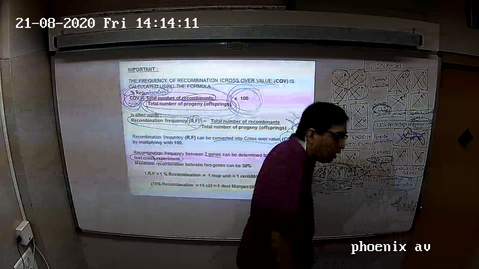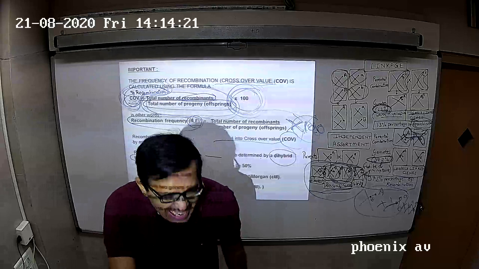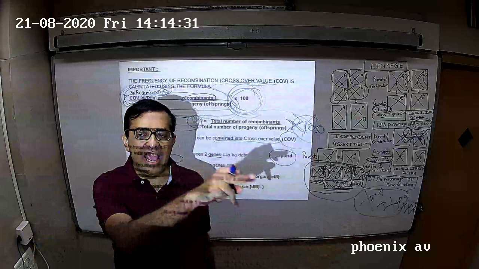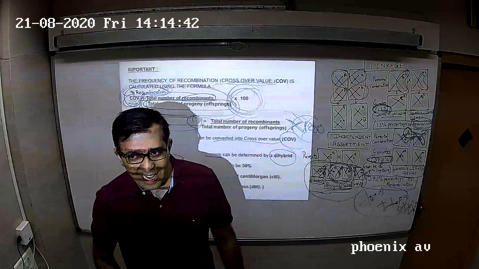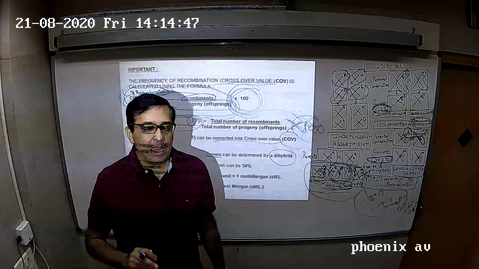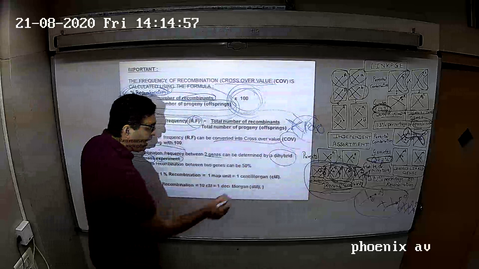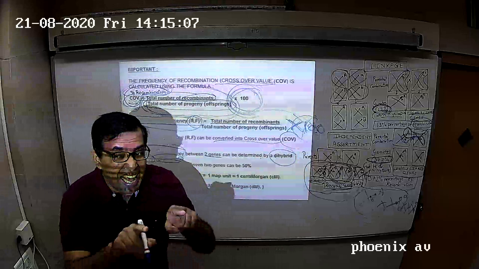If you remember, in a dihybrid test cross, what will you multiply with? Double homozygous recessive. We have done it in Mendel's laws of inheritance. A test cross is always multiplying the F1 or the F2 generation with a double homozygous recessive. That is called the dihybrid test cross. Do all of you remember? And in case of finding recombination frequency between two genes, we will determine it by doing a dihybrid test cross experiment, that is crossing it with a double homozygous recessive.